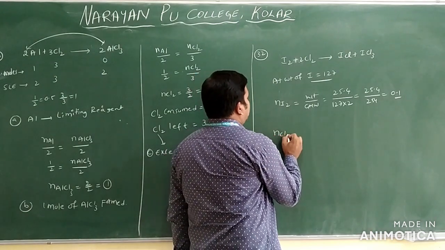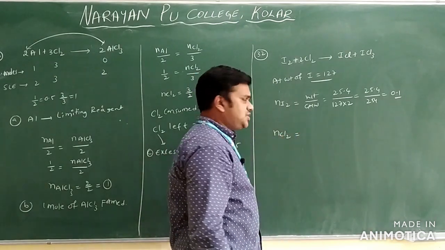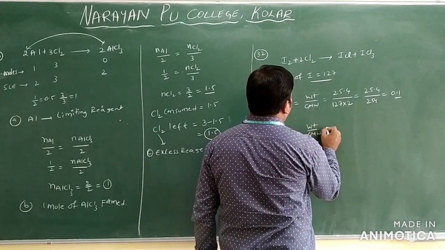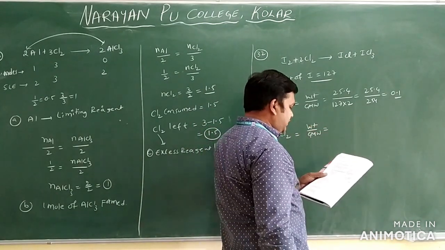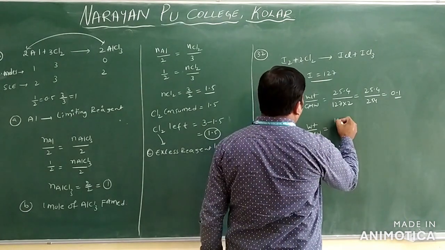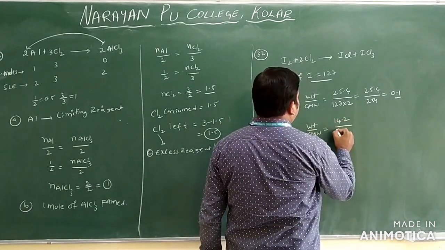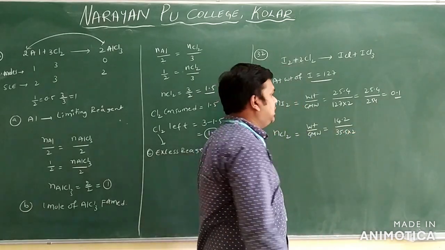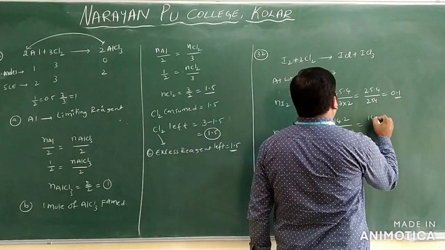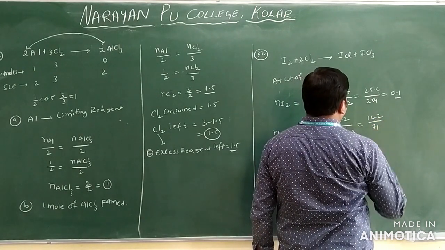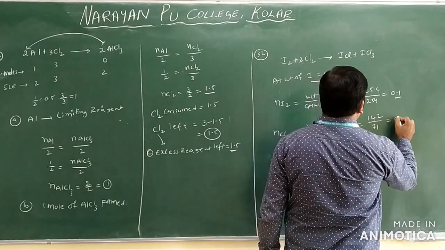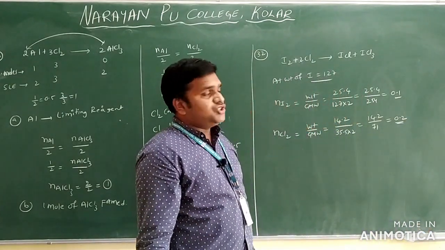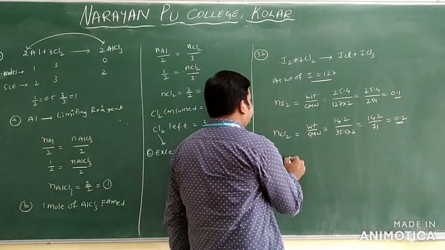Now we can take the number of moles of Cl2. Similarly, you write weight by gram molecular weight. The weight of chlorine given is 14.2, divided by 35.5 into 2. So you get 14.2 by 70, which gives 0.2 moles only. How many moles? 0.2 moles.